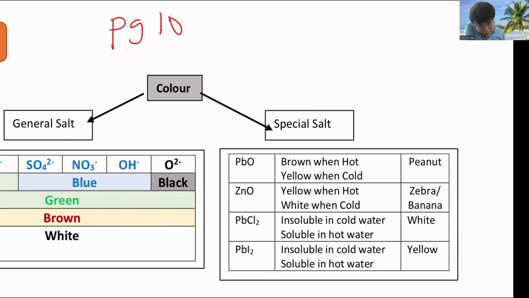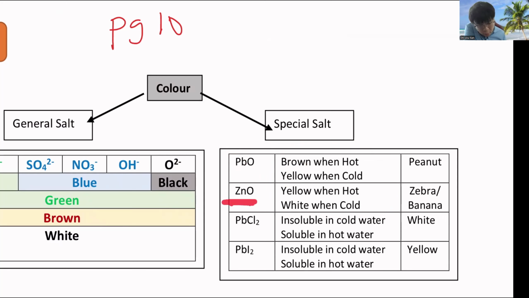Then, for the special color chemicals: PbO and ZnO are very special because they have different colors when hot and cold. So how to memorize it? PbO, look at the P, it stands for peanut. You eat the nasi lemak peanut, the outside skin is brown color, and when you open it, inside is yellow. So brown and yellow is the peanut.